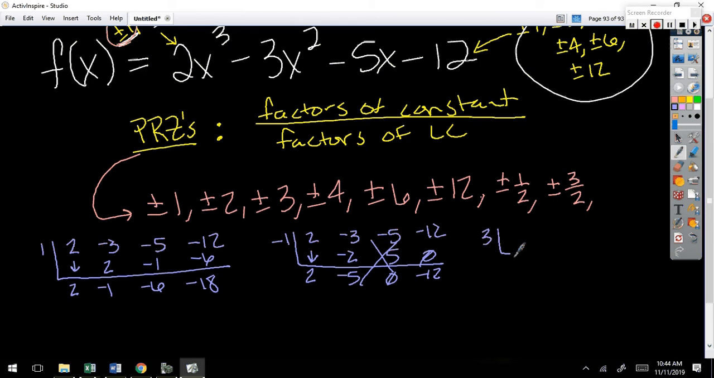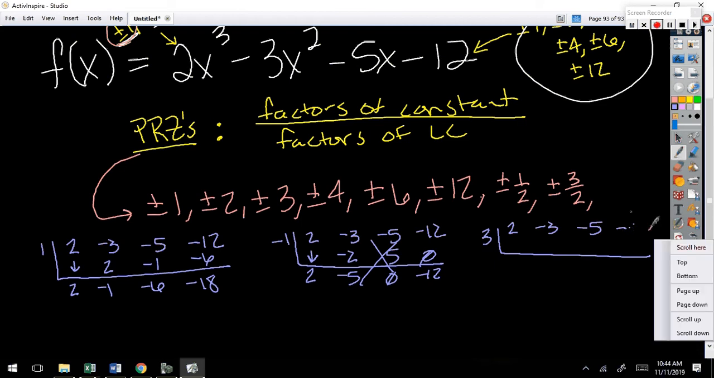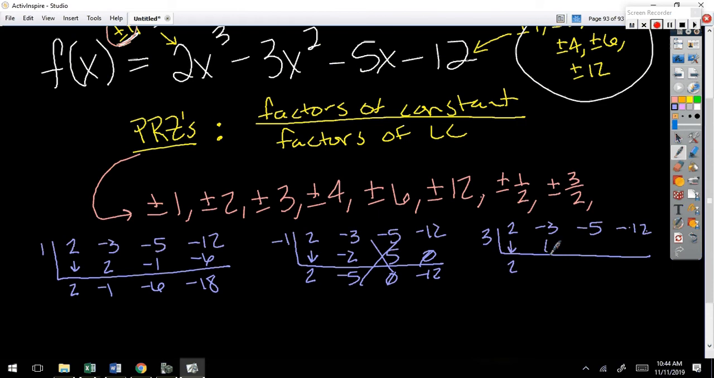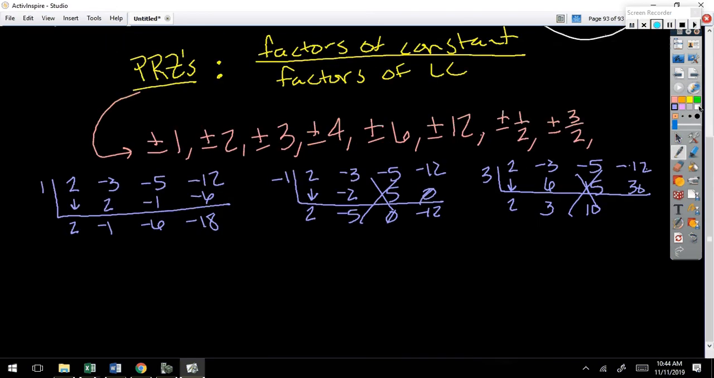So which ones are done? 2 does not work. -2 does not. Negative 3 doesn't work. I'm just going in order on the board. You don't have to go in order. That's just the way I do it.